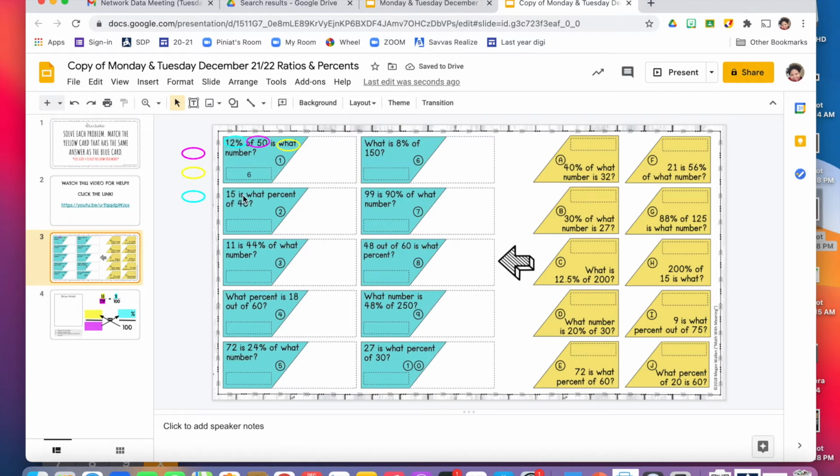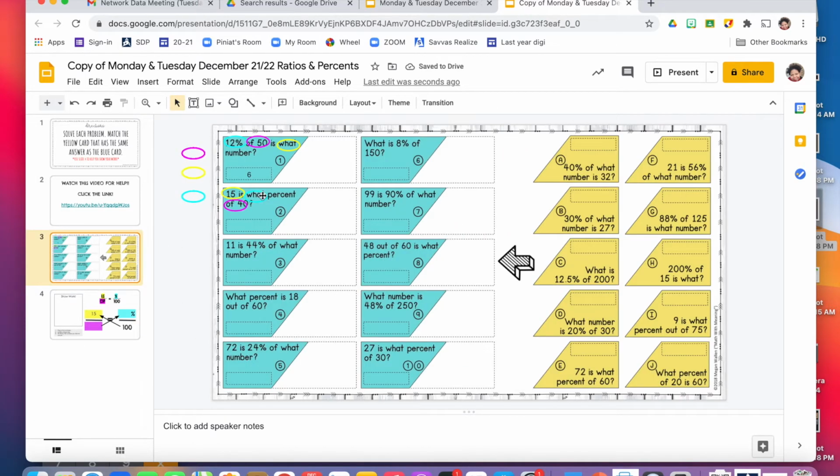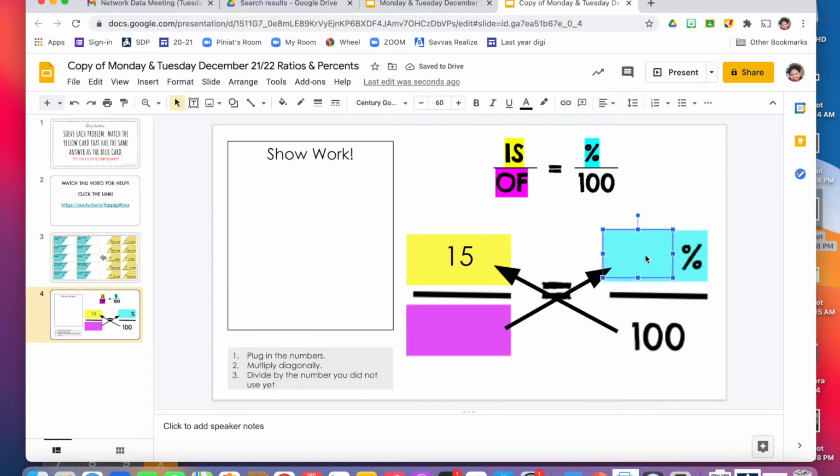It says 15 is what percent of 40? So my 15 is. My of, 40. And then my percent, we don't know. It says what percent. We don't know what percent. So let's go back to the show work page and fill that information in. 15 is what percent, we don't know, so we're going to put some question marks, of 40.